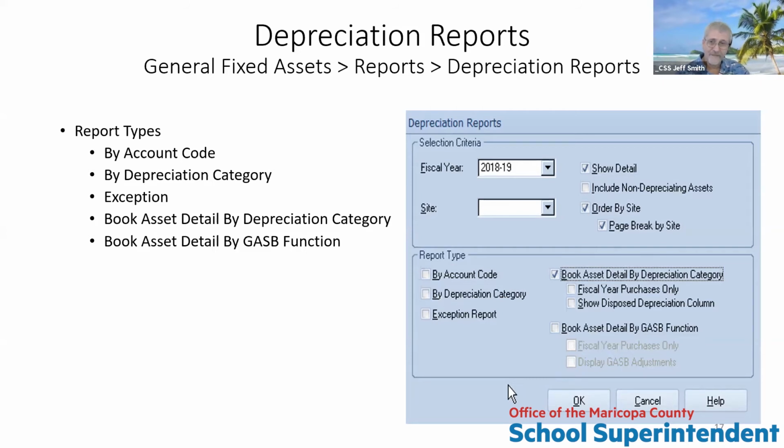and you can print an exception report. You can print a booked asset detail by depreciation category. That's a mouthful. Or you can print the book asset detail by GASB function.